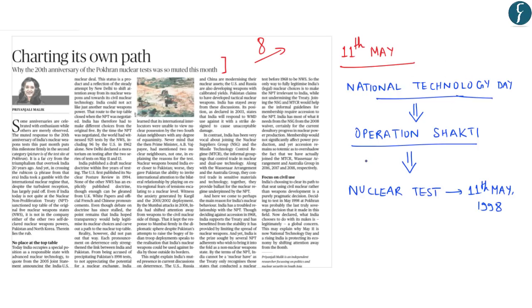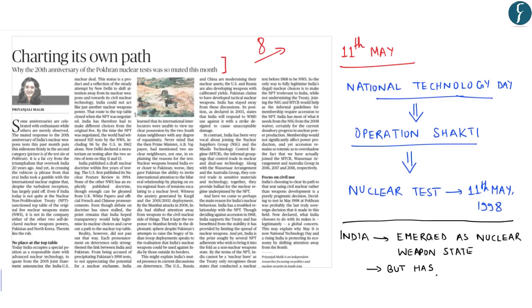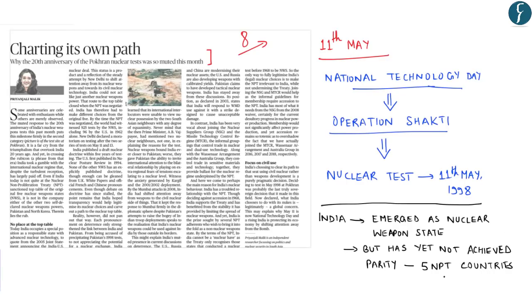The author in this article discusses the emergence of India as a nuclear weapon state and why the 20th anniversary of Pokhran this year was so muted this month. The author suggests that India has emerged as a nuclear weapon state but has not yet achieved parity with the 5 NPT states. The 5 countries belonging to the Non-Proliferation Treaty are the USA, Russia, the United Kingdom, China, and France. So these are the 5 NPT countries. And this is what the author suggests, that despite emerging as a nuclear weapon state, India has not yet achieved parity with these 5 countries.